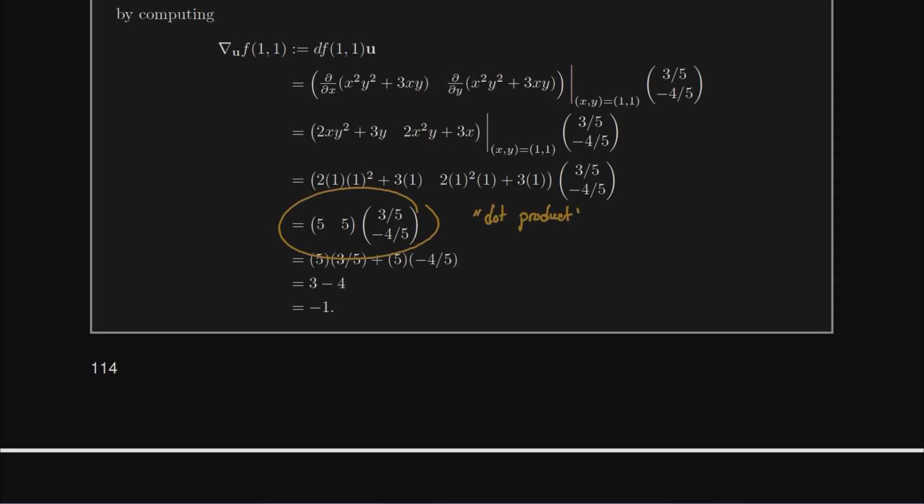If you like to think about both of them as vectors, quote-unquote dot product, we're going to take 5 times 3/5 plus 5 times negative 4/5. So that gives us 3 minus 4. Turns out the directional derivative of this particular mountain, whatever you want to call it, surface, located at the point 1, 1 in the direction of 3/5, negative 4/5 happens to be negative 1.